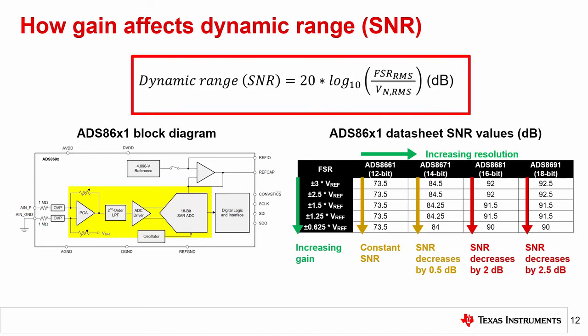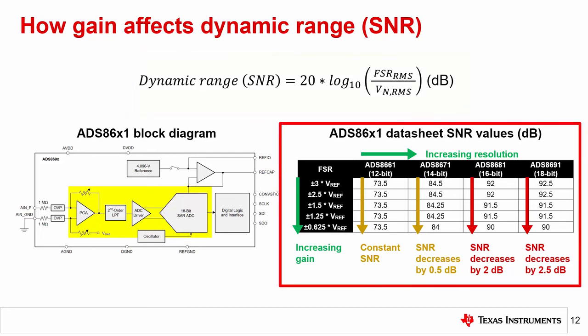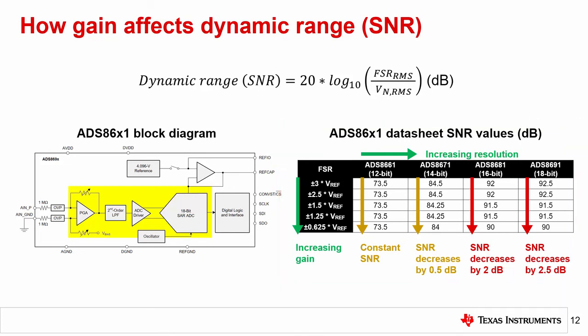This parameter is defined by the equation at the top of this slide and is a ratio of the ADC's full-scale range to the RMS noise. On the right is a table of SNR values pulled directly from the ADC datasheets. From left to right, the ADCs are ordered by increasing resolution, while top to bottom they are sorted by decreasing FSR, which is the equivalent of increasing gain.